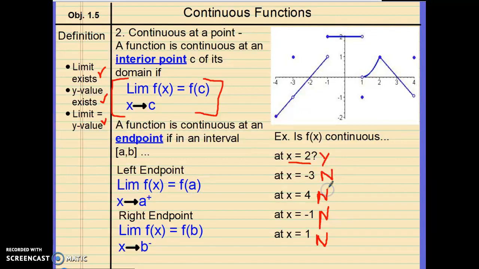Okay. Now I didn't put it in here, but what about x equals negative 4? At x equals negative 4, see here, you have the limit going to negative 2, and the y value is negative 2. So if I were asked about negative 4, I would say yes. Basically, endpoints are continuous as long as they do not have any gaps in them. Okay? All right, let's take a look at the next slide.